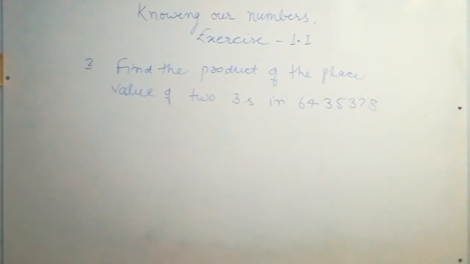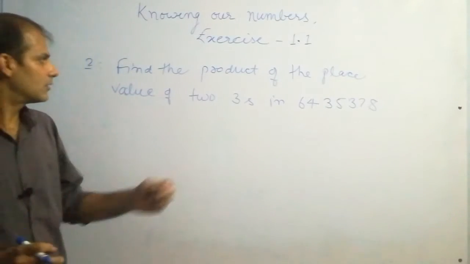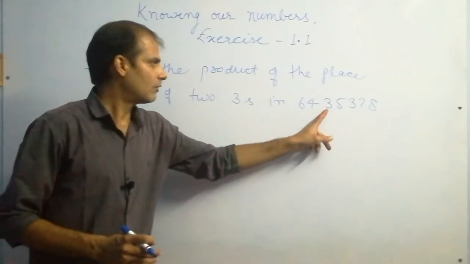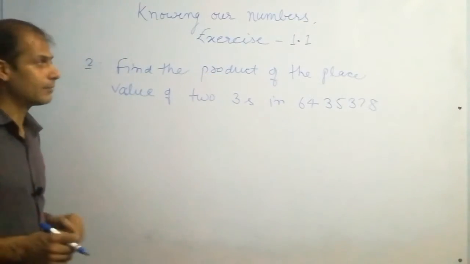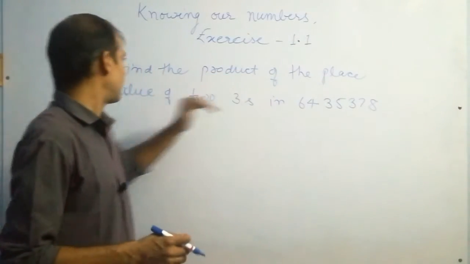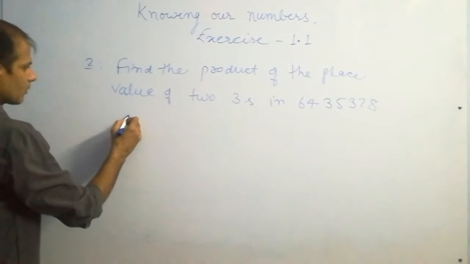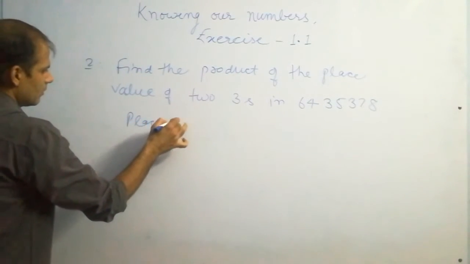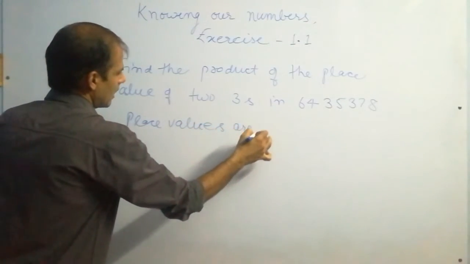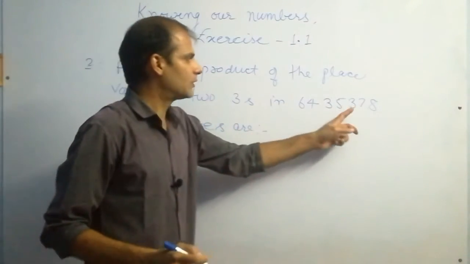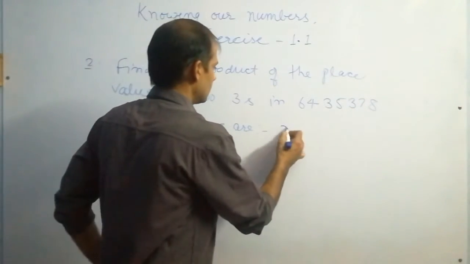Okay, see, in this number there are two threes, 1 and 2, and we have to find the product. Product means multiply. So you have to multiply the place value of both the threes. Means you will write place values. What is the place value of this 3? Ones, tens, hundreds. So it is 300.